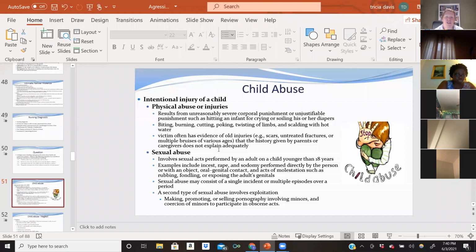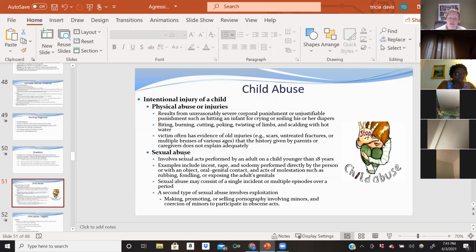Our abused children usually have evidence of old injuries, so they might present with scars or untreated fractures or multiple bruises. That can be hard with children because some children are just clumsy, and when they're little, they're running around and running into everything. But bruises on the back, or in certain places on the body and the face, are things you want to look at. If we see multiple bruises in various places, and when we talk to the parents and caregivers they can't come up with an adequate explanation or one that fits the bruises, that's when we want to say something doesn't seem right here.